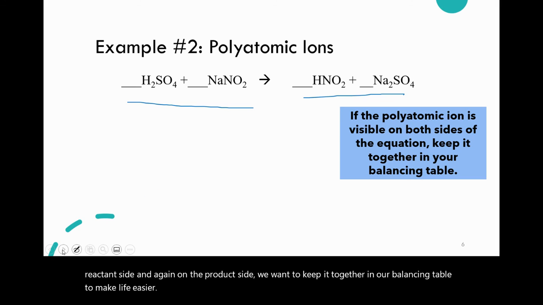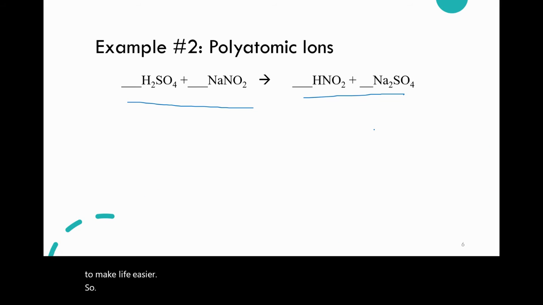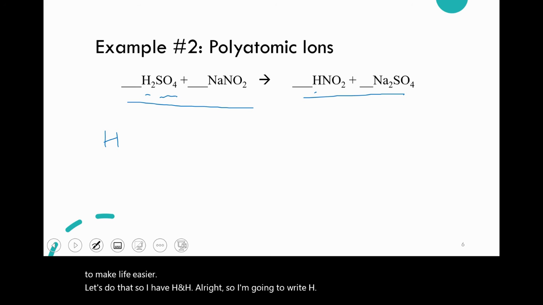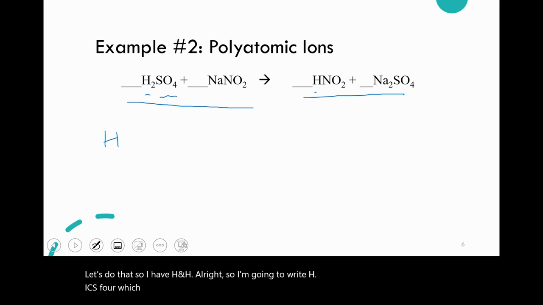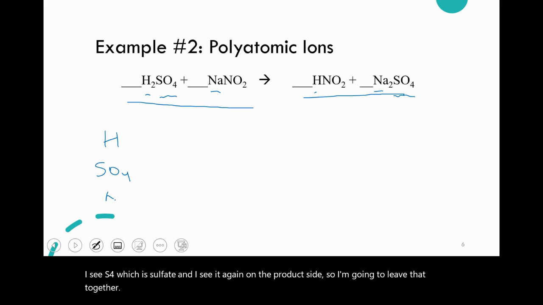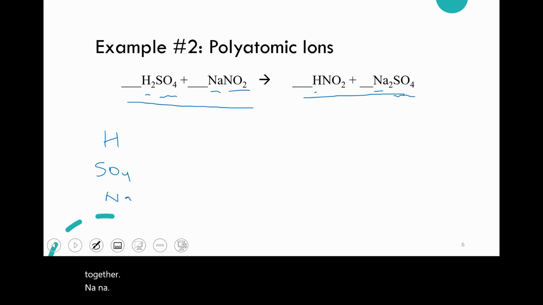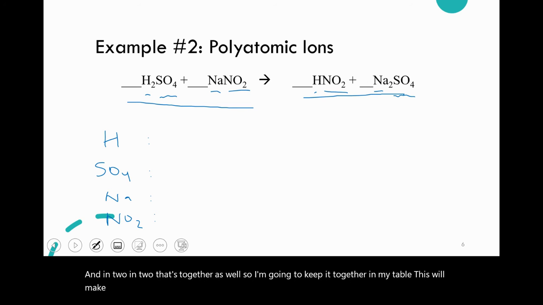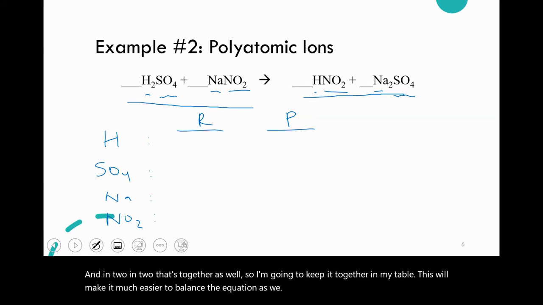So let's do that. So I have H and H. All right, so I'm going to write H. Okay, I see SO4, which is sulfate, and I see it again on the product side. So I'm going to leave that together. Na, Na, and NO2, NO2. That's together as well. So I'm going to keep it together in my table. This will make it much easier to balance the equation as we start.